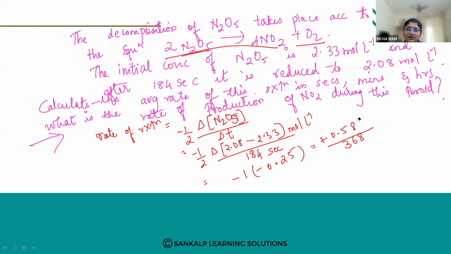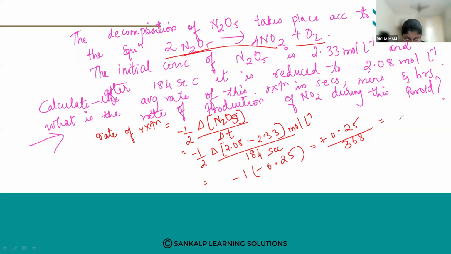Okay, so this is now minus 2.05, so plus 0.25 divided by 368. Now you see, it's not 0.58. Yes, very good. Okay, so now you are getting it. Yes, very good. So it is 0.25. Okay, so how much will you get here?